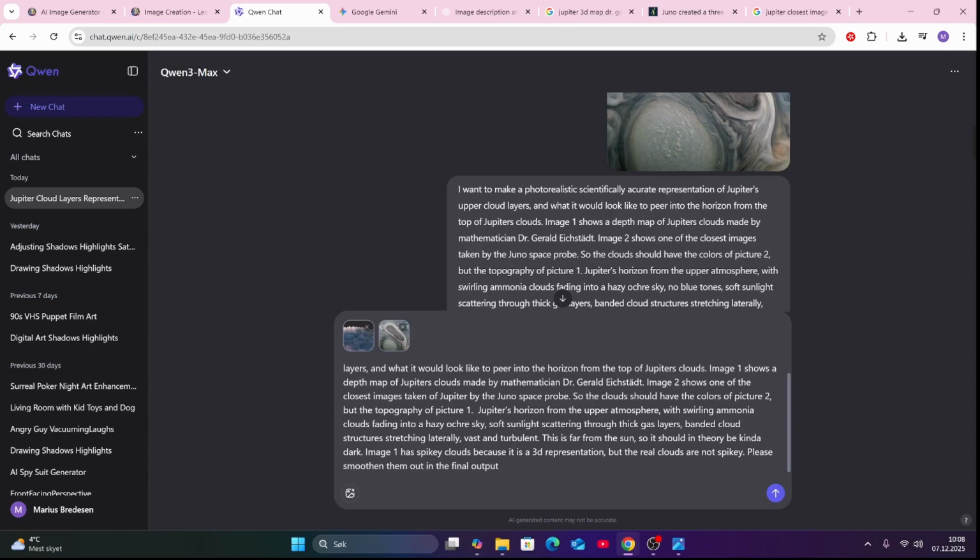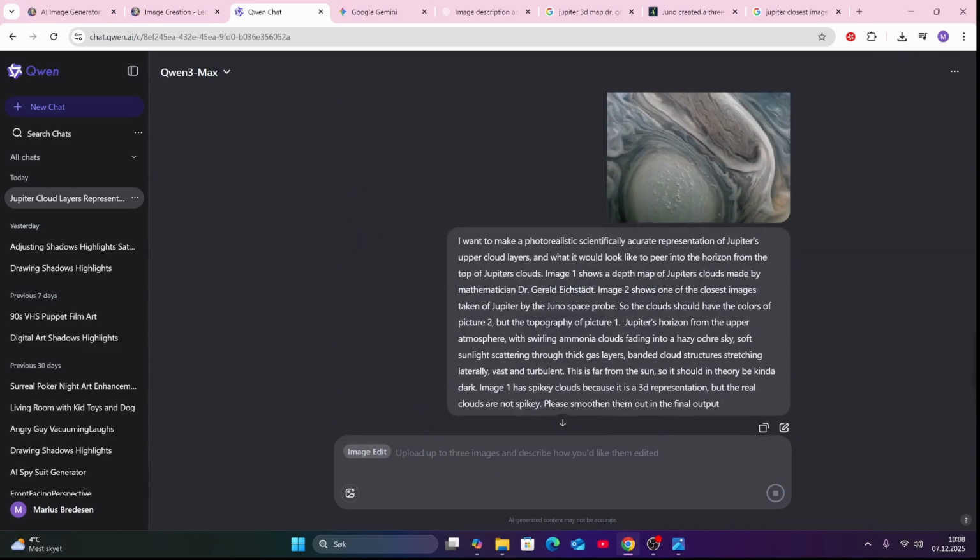Jupiter's horizon from the upper atmosphere with swirling ammonia clouds fading into a hazy ochre sky, soft sunlight scattering through thick gas layers, banded cloud structures stretching laterally, vast and turbulent. This is far from the sun, so it should in theory be kinda dark. Image 1 has spiky clouds because it's a 3D representation, but the real clouds are not spiky. Please smoothen them out in the final output. Let's see what it puts out now.